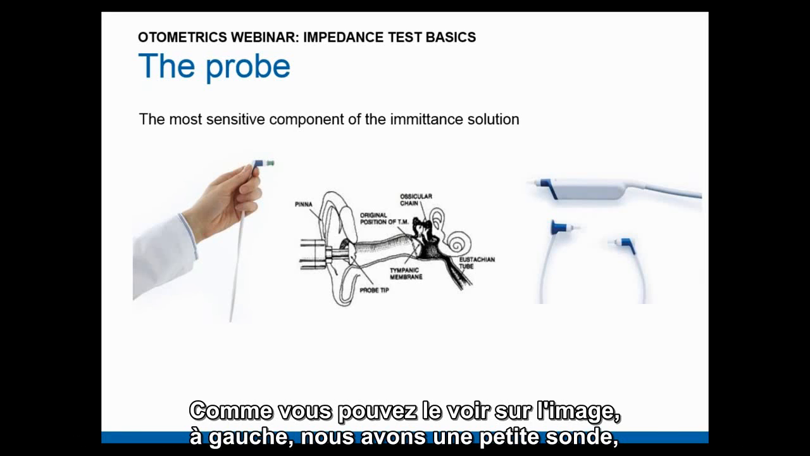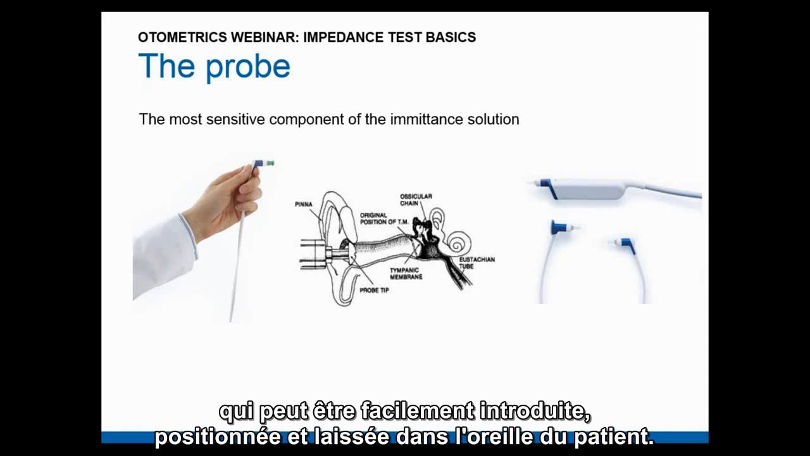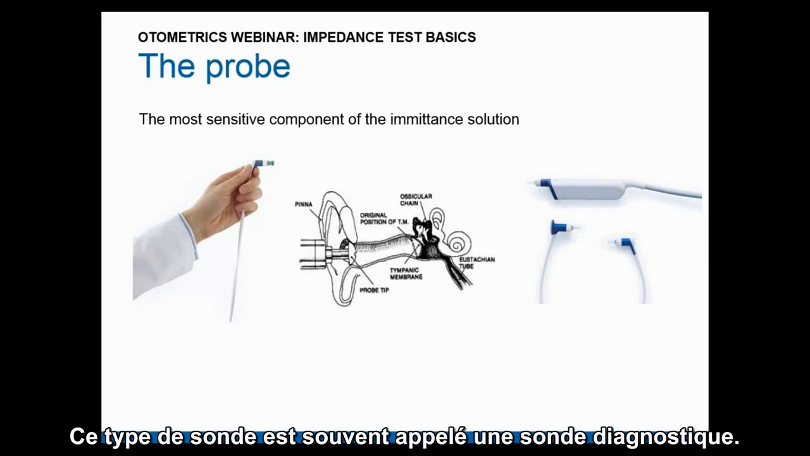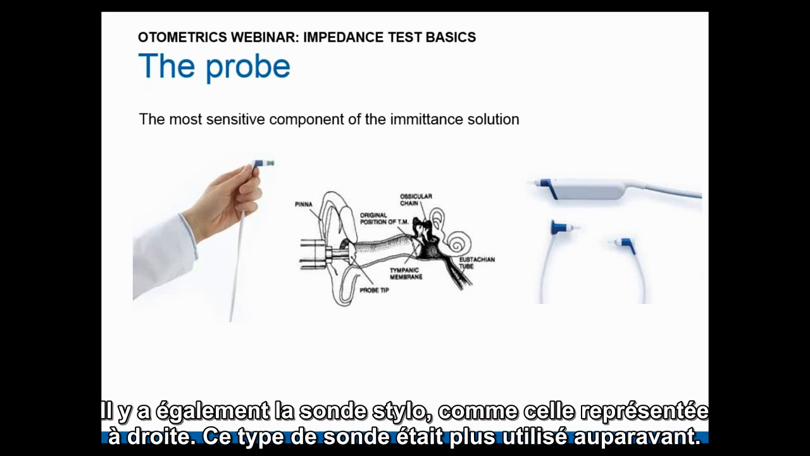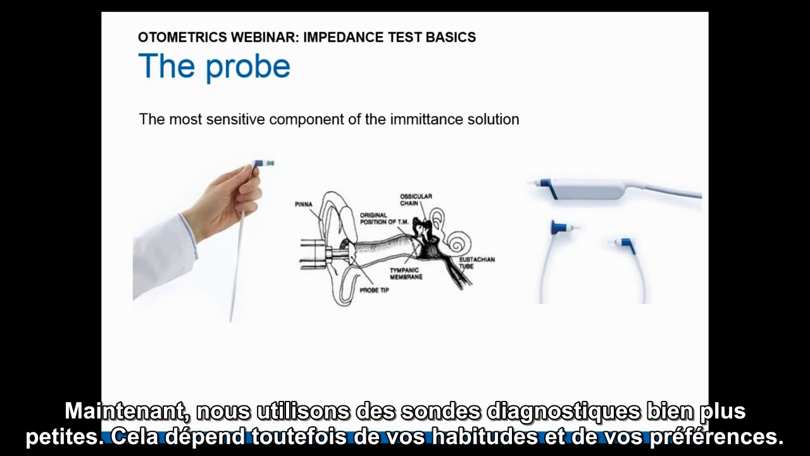Because as you can see on the picture on the left side, we have a small probe which can be easily introduced, placed, and left on the ear of the patient. In the industry, it's not rare to call this probe a diagnostic probe. Compared to a pen probe, which you can see on the right side of the slide, was actually more used in the past. Now we find more small, tiny diagnostic probes, but it also depends on your habits, how you feel with it.